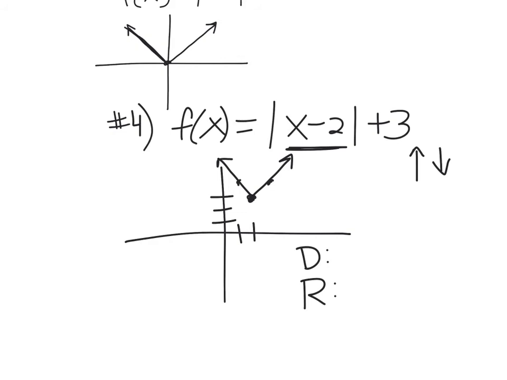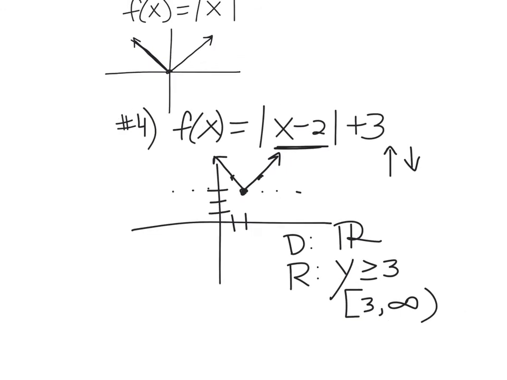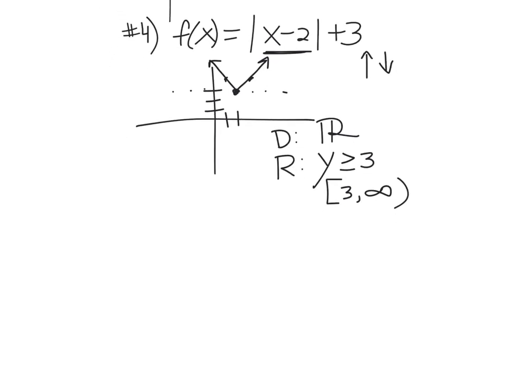Domain for absolute value is all reals, all the time. The range, you have to just look at where we're starting. So, yep, we're starting at 3 and everything above that. So y is greater than or equal to 3. If you prefer interval notation, it's 3 to infinity. Either way, I'm fine. Any questions on absolute value? Real quick, if there's a negative out front, what happens to your absolute value graph? It flips down. Perfect. You guys are good.